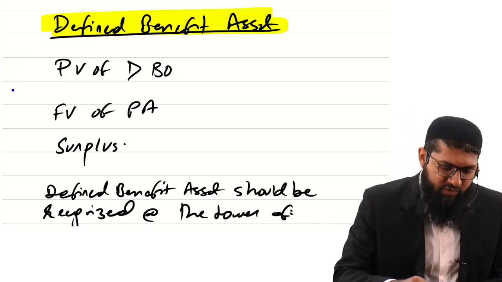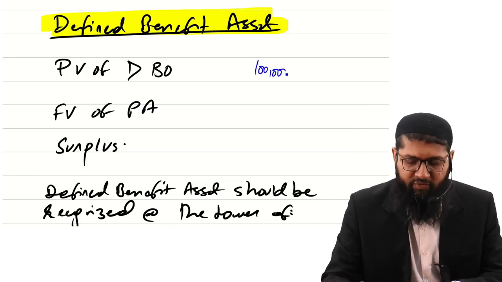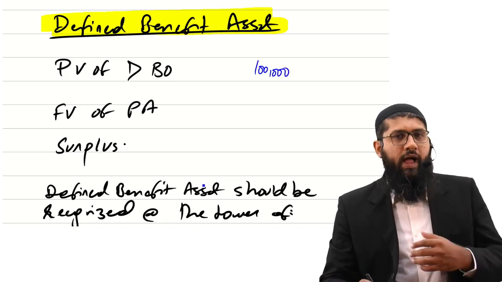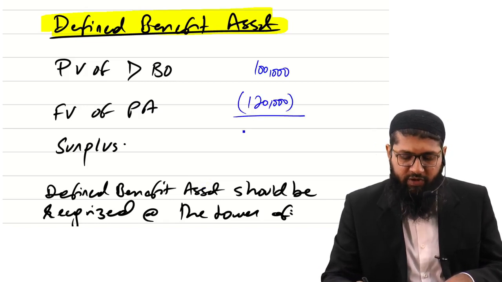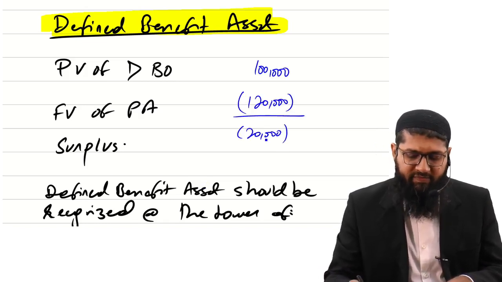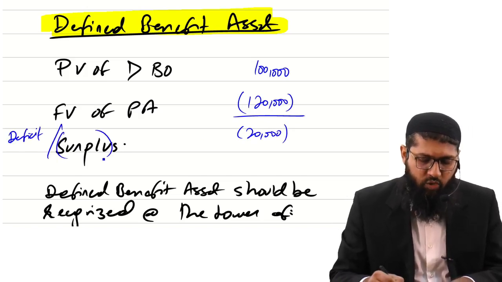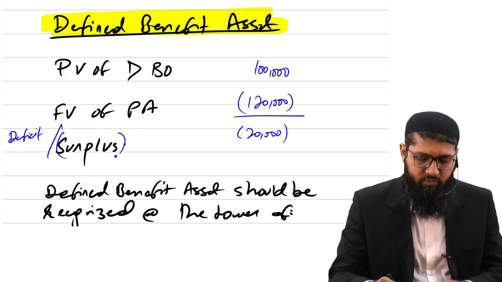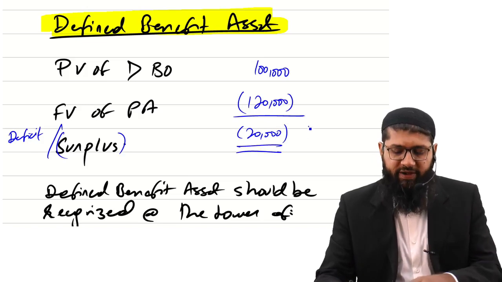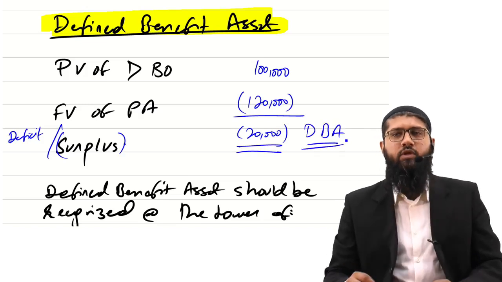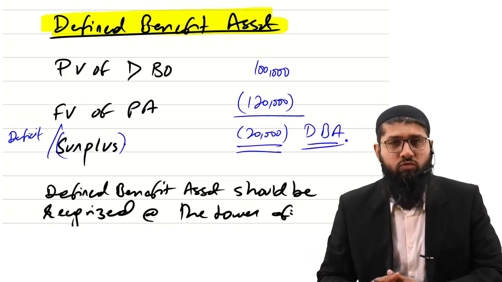So for example, if you have a present value of defined benefit obligation of, let's say, 100,000 and the plan assets are 120,000, then you would be in a surplus situation. The normal situation is a deficit situation, but here you would be in a surplus. If you are in a surplus situation, it's a defined benefit asset. Should I recognize 20,000? The answer is no.